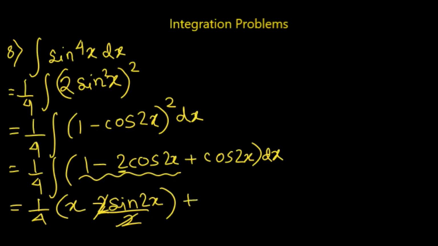So plus 1 by 8, you have to again adjust this cos 2x as I have already done in the previous sum. So 1 by 8 integration of 2 cos square 2x. Now it comes under the special formula, what? 1 plus cos 4x, multiple and submultiple angles formula. Okay. So let me just rub it.